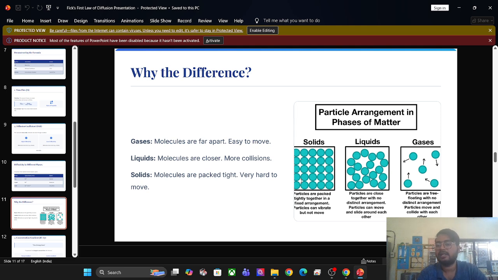Here we can see the particle arrangement in the phases of matter: solids, liquids and gases. In solids, particles are packed tightly together in a fixed arrangement; they can vibrate but not move. In liquids, particles are close together with no distinct arrangement; they can move and slide around each other. In gases, particles are freely floating with no distinct arrangement; they can move and collide with each other.